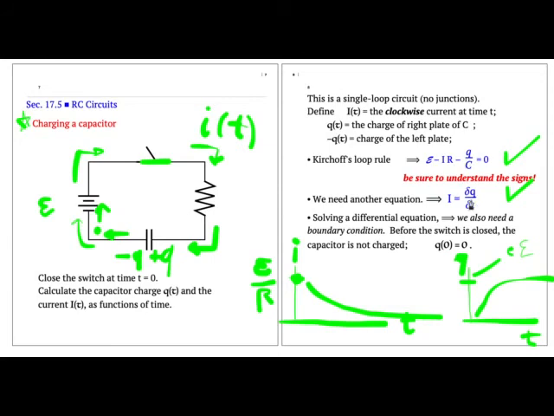In order to have everything as functions of time, I have to know one point in time. That's called a boundary condition, or sometimes called an initial condition. And I do know a boundary condition. At the instant the switch is closed, the capacitor charge is 0. This is the boundary condition. I'll put that in a different color. So here's the boundary condition.